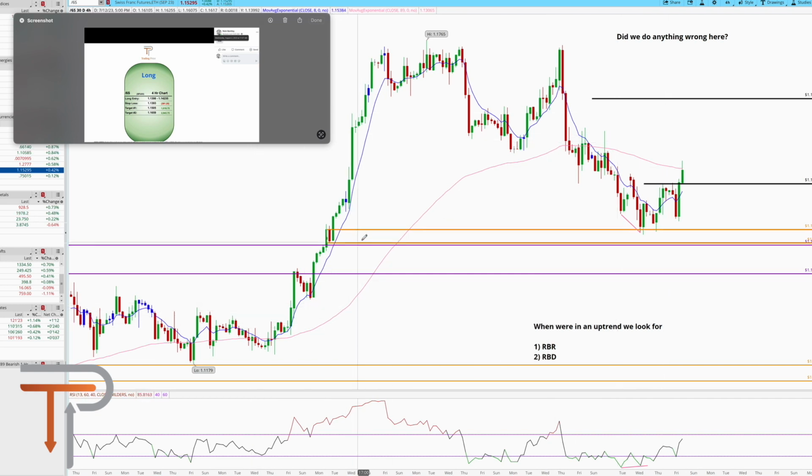So we found a rally-based rally, and it's not the best rally-based rally. I would like to see big expanded range candles out of here, but it has massive follow-through. Look at how far we go, right? But those first couple candles out of there, we kind of pause a little bit before we go. So that's A, all right?